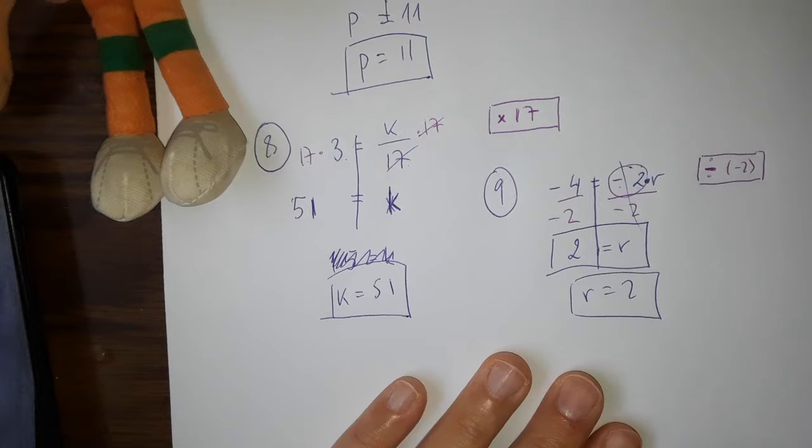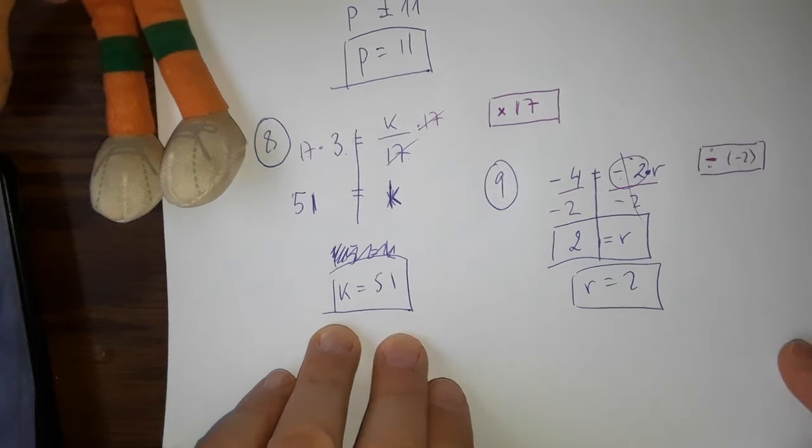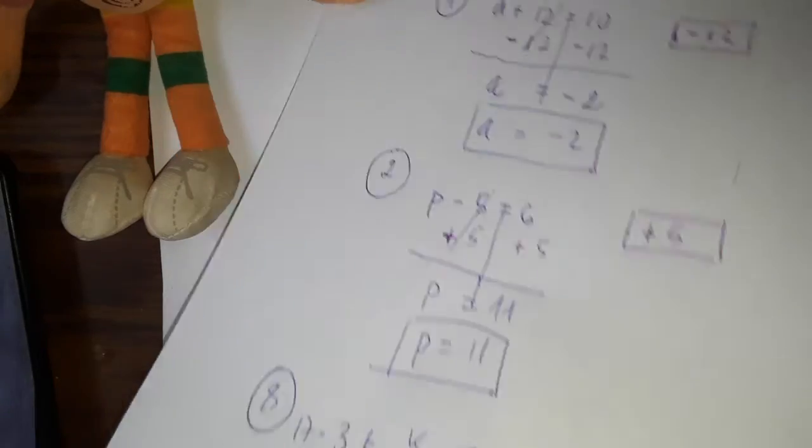Okay? Let's do a more difficult one. Number 17. We're going to go now for number 17. So let's go for that.